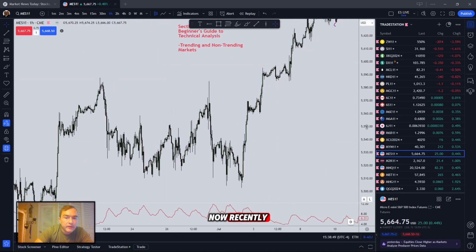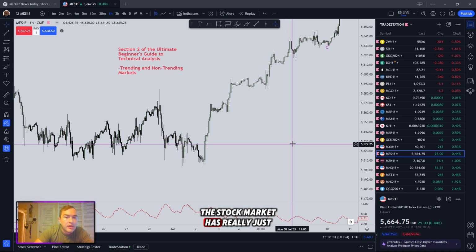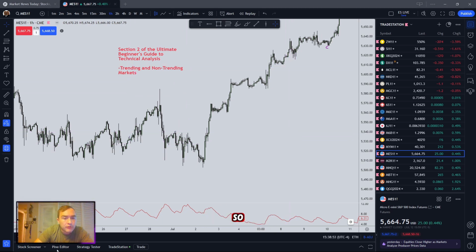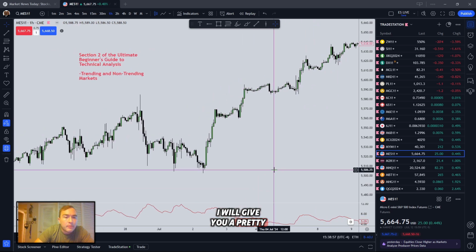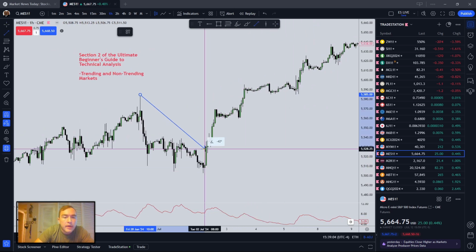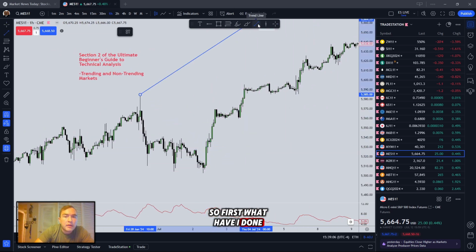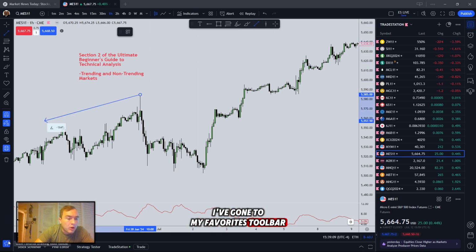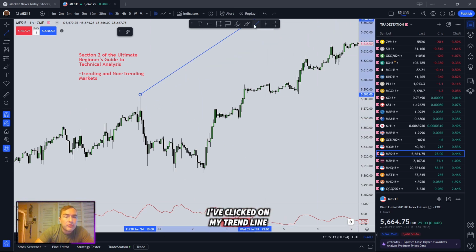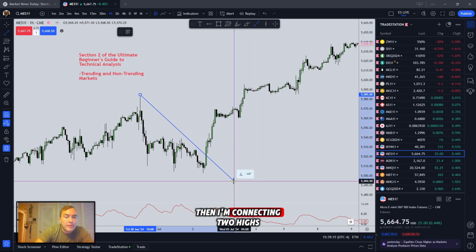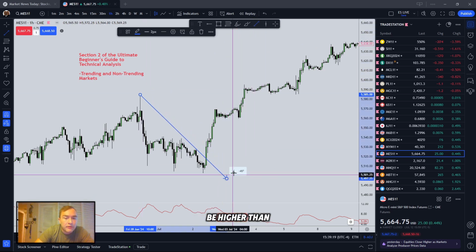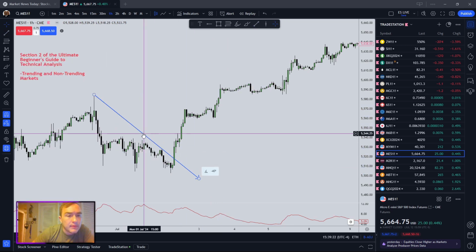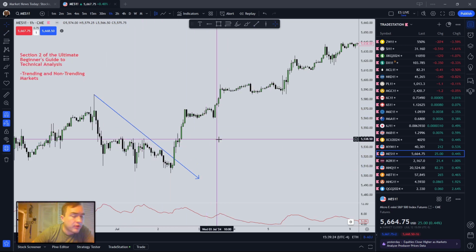Now, recently the stock market has really just been going higher, so it's kind of difficult for me to find an example, but I will give you a pretty rough example here. First, what have I done? I've gone to my favorites drawing toolbar, which is on the bottom left. I've clicked on my trend line tool, and then I'm connecting two highs. The first high just needs to be higher than the second high. That's how you draw a downward facing trend line.